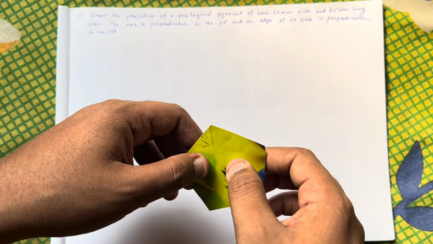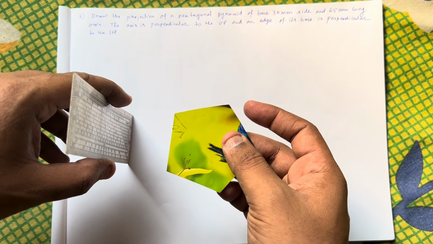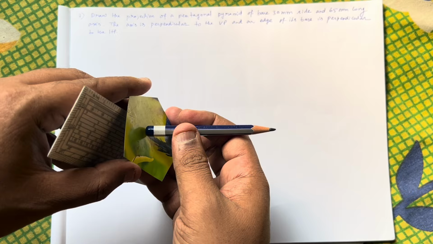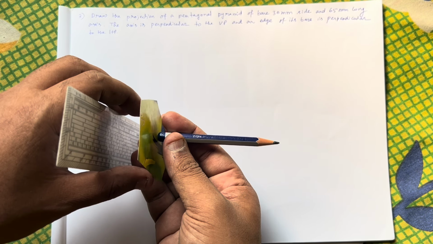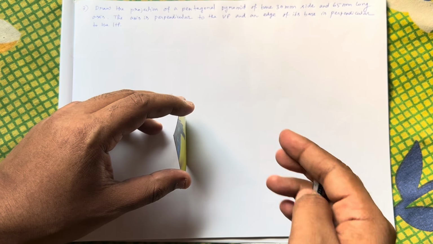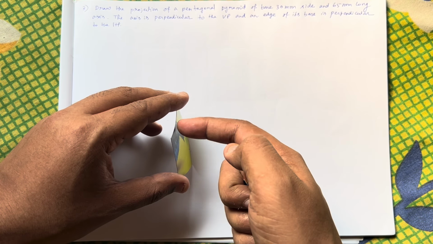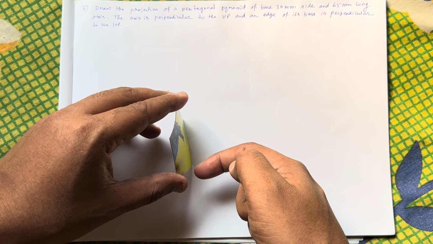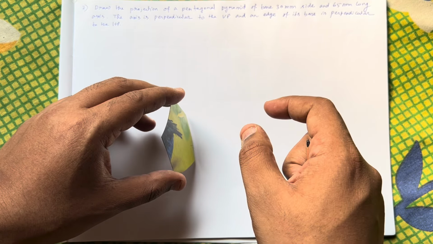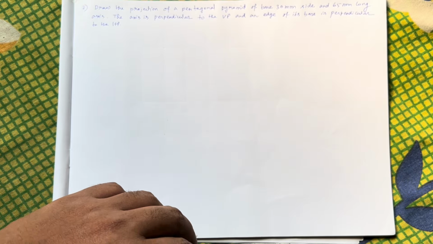The axis is perpendicular to the VP. Now this is a horizontal plane, this is a vertical plane. So this one is our axis, and this axis is perpendicular to the VP. This is our top view, and if you see from the front, the pentagonal side is given. So the true shape of the base is shown in the front view. That's why we can start with the front view.